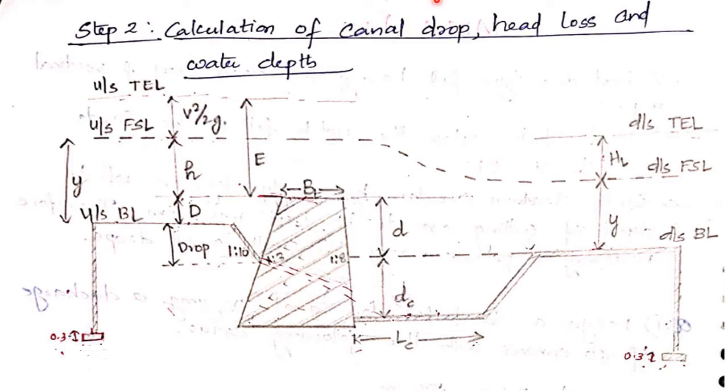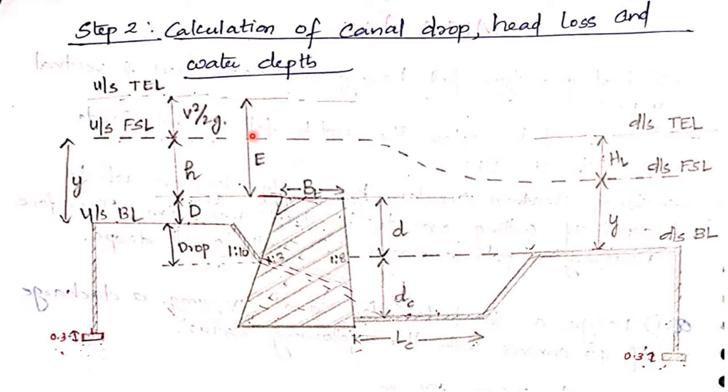Now, step 2 is the calculation of canal drop, head loss and water depth. In this figure we can see a trapezoidal crest wall with an upstream batter of 1:3 and a downstream batter of 1:8 that we have discussed in the previous slide.